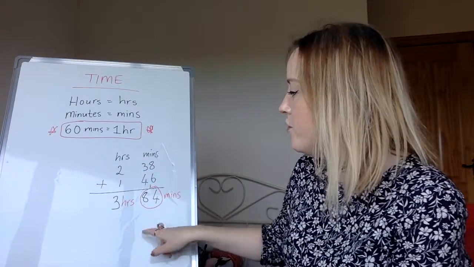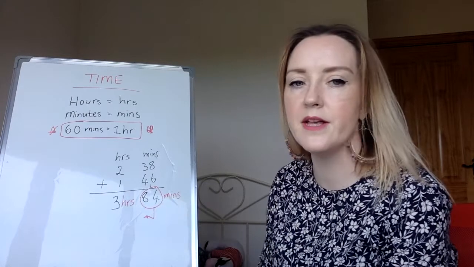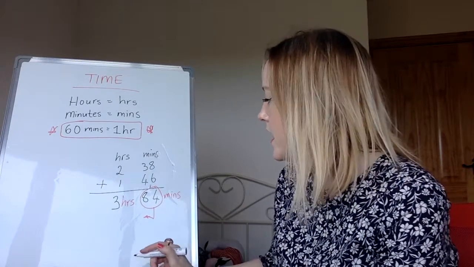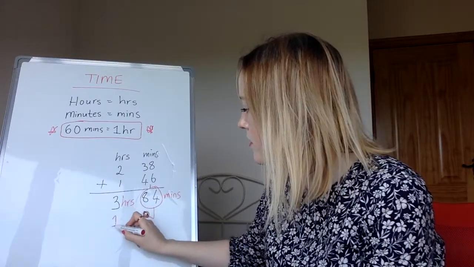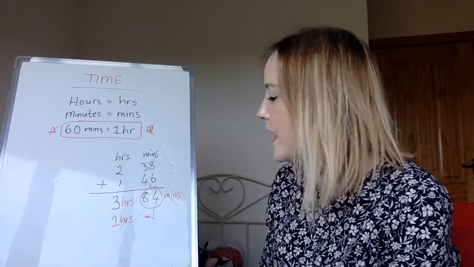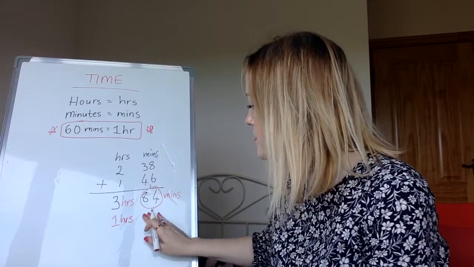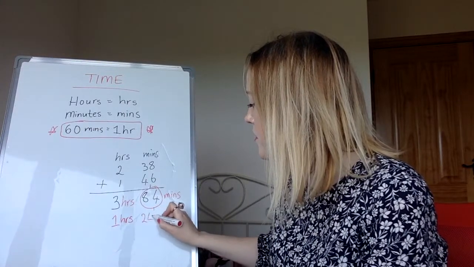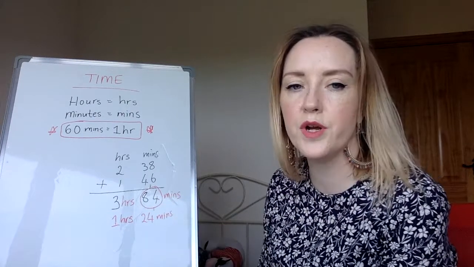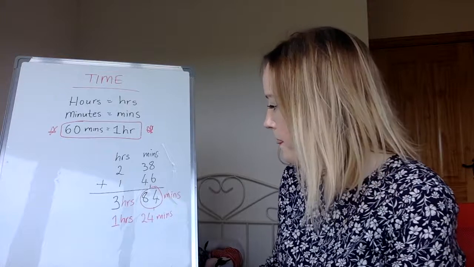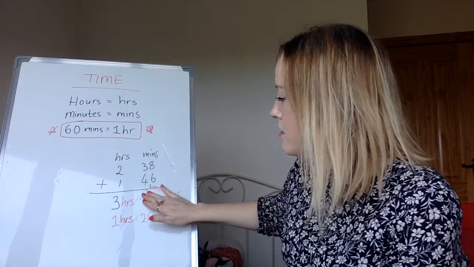So, my 84 minutes is equal to, using the skills that we did yesterday, 60 is my 1 hour, so it's 1 hour. And how many minutes? 24 minutes. Very good. So 84 minutes is equal to 1 hour 24 minutes. So I've converted the 84 into this here, so I don't need this anymore.